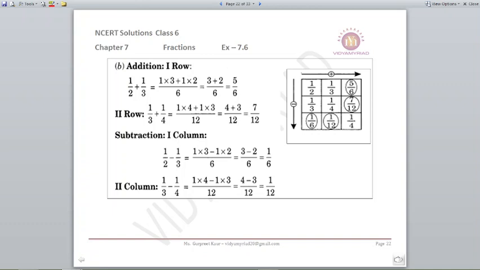The last column I have left it for you. How will you find 1 upon 4? Please do that. If you are not getting this, let me know in the comment section.